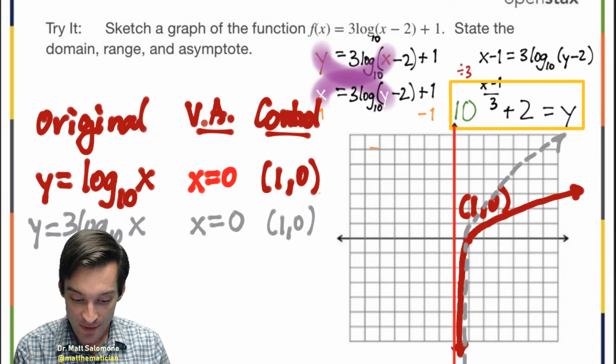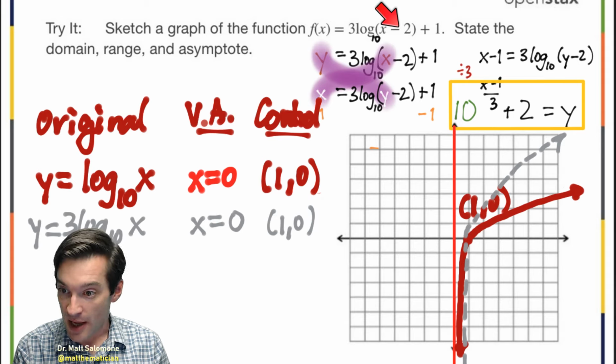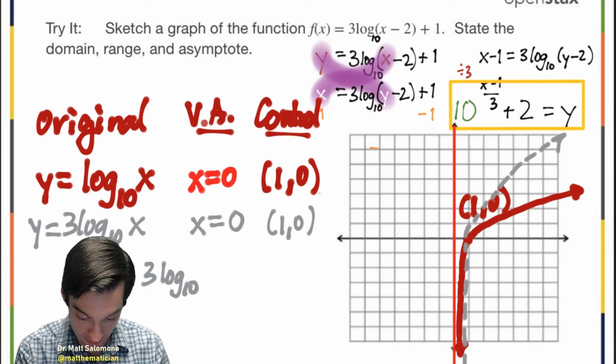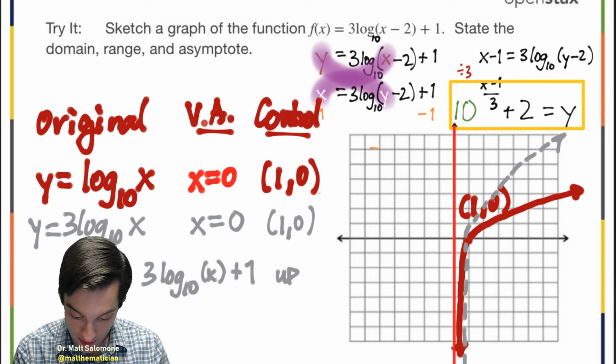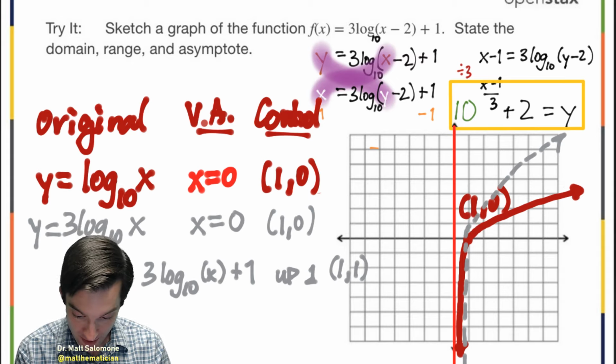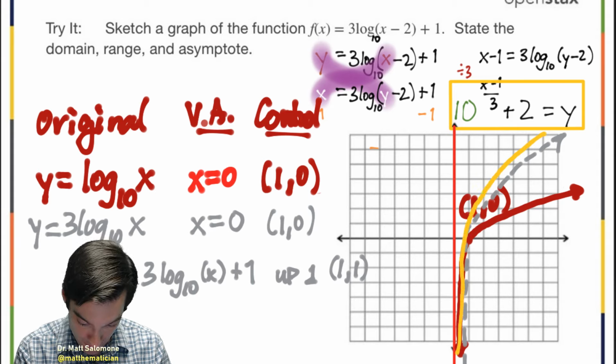And then after I did that stretch, I would shift. I would shift this up by 1. So 3 log base 10 of x plus 1. This would move my graph up 1 unit, and it would move that control point from 1, 0 to 1, 1. 1, 1 is going to be directly above this. So if I shift this graph up, it's now going to be just 1 unit above where it used to be. And now the new control point is here at 1, 1.